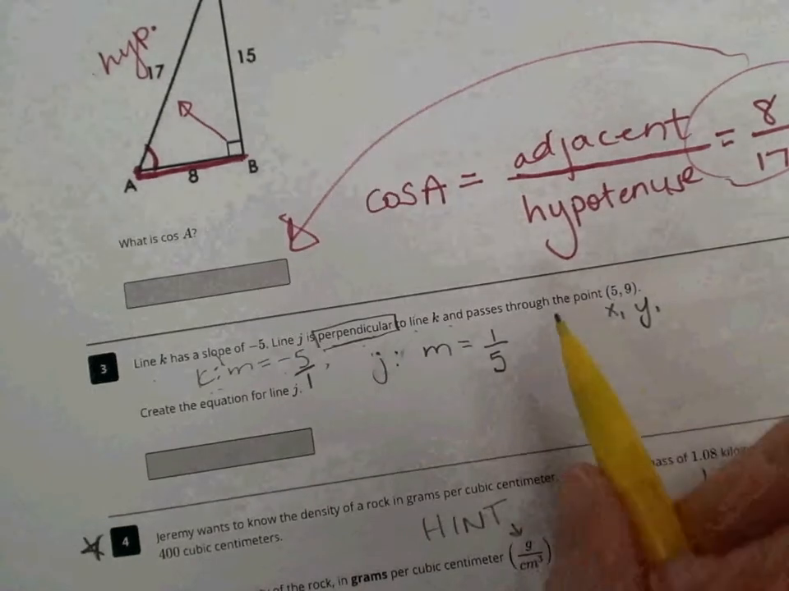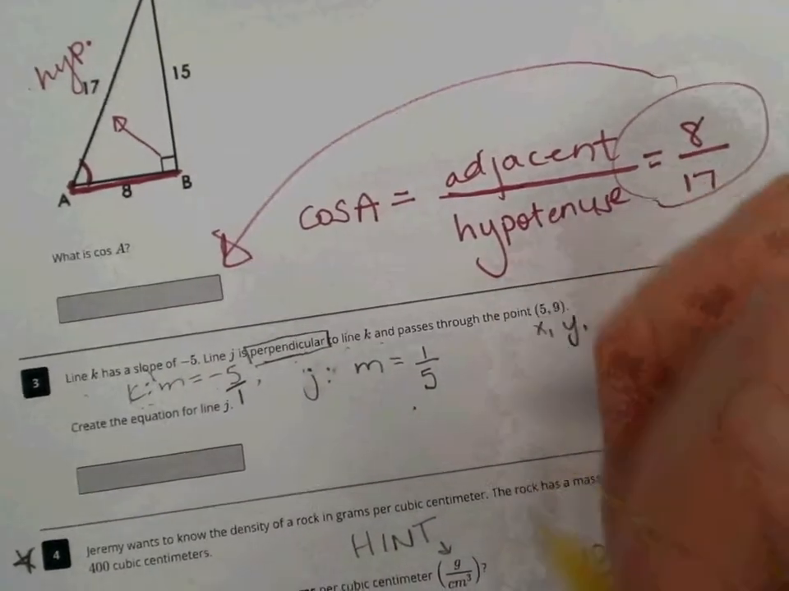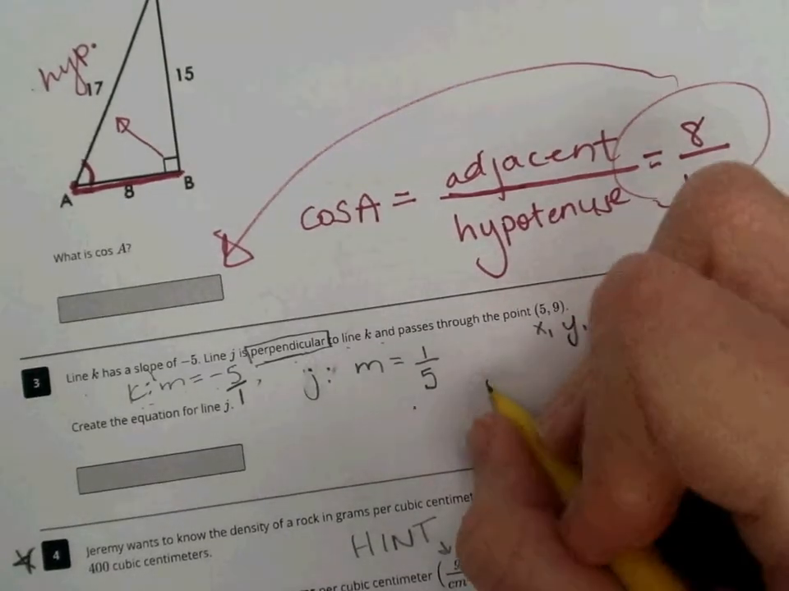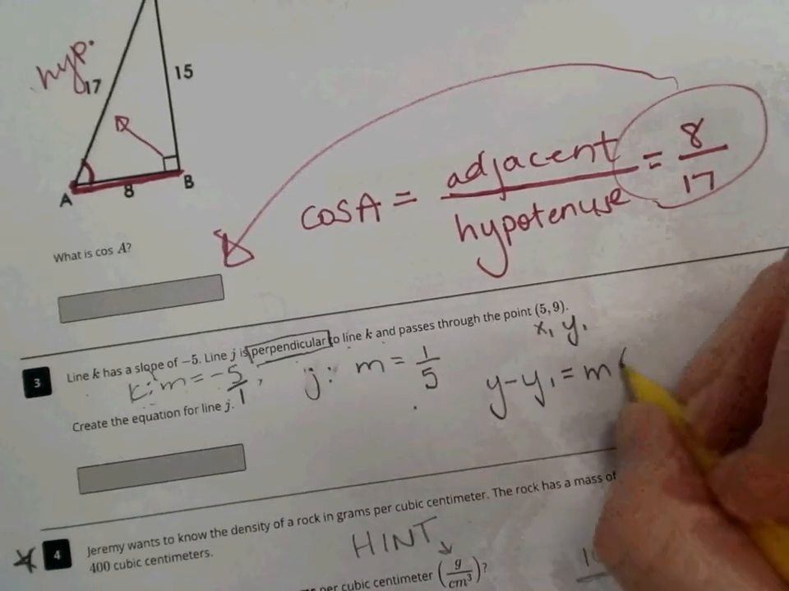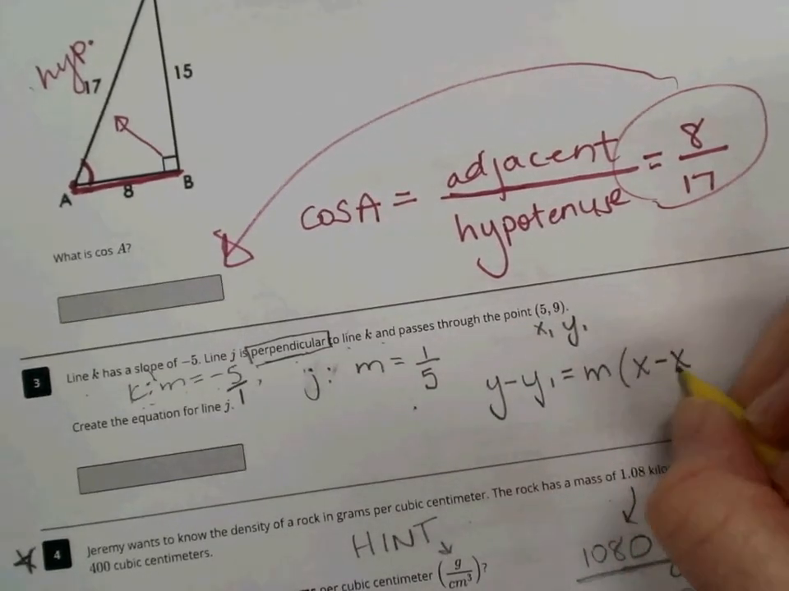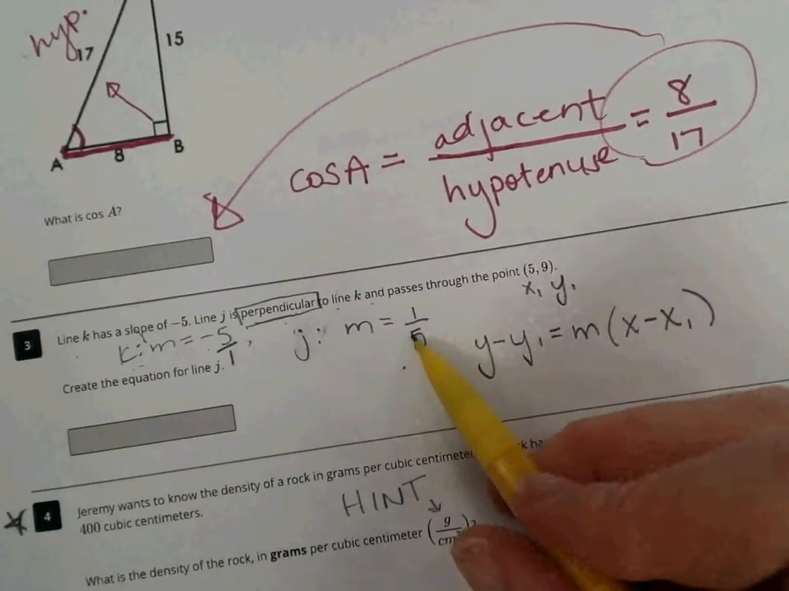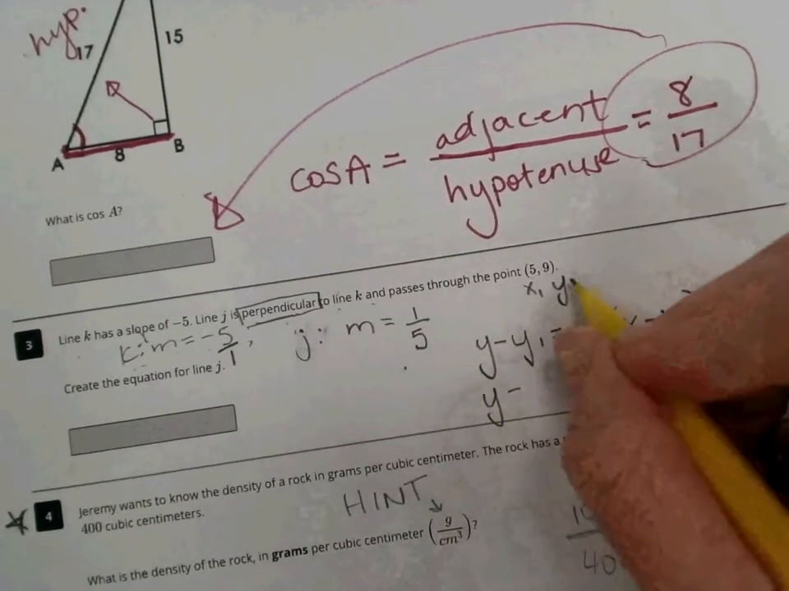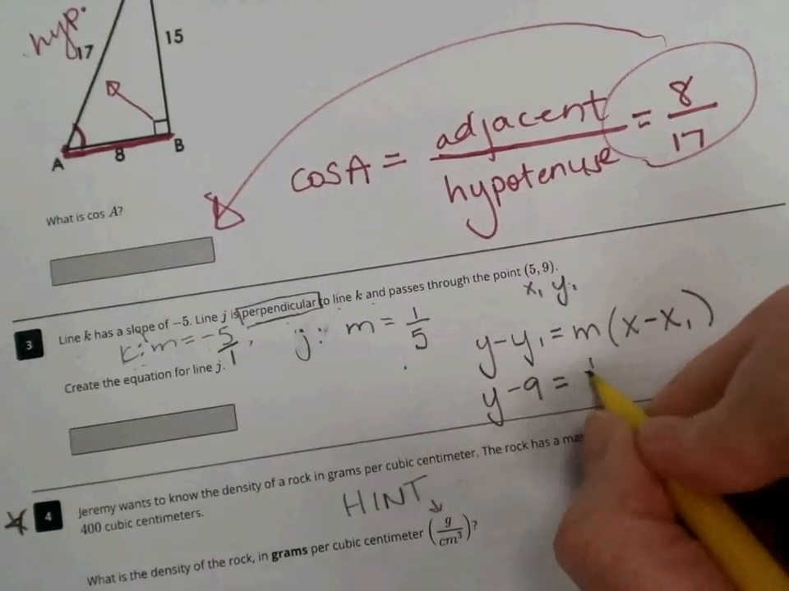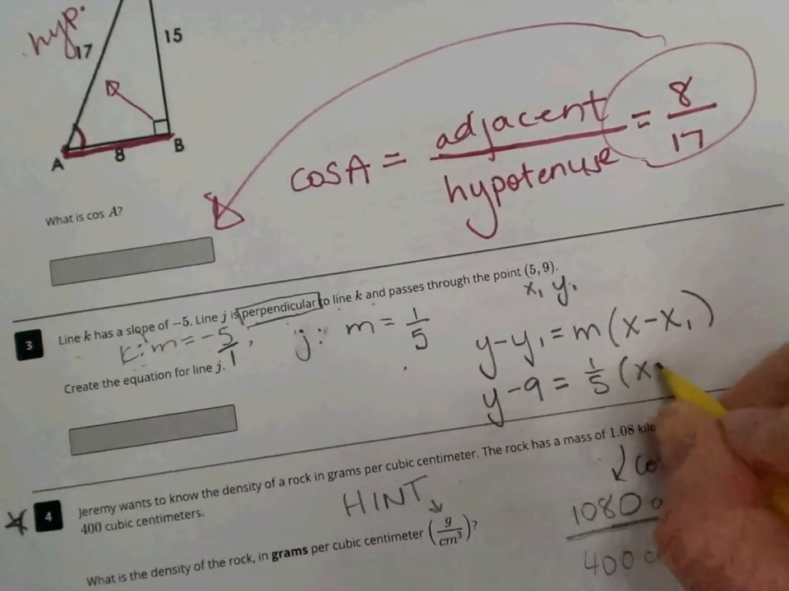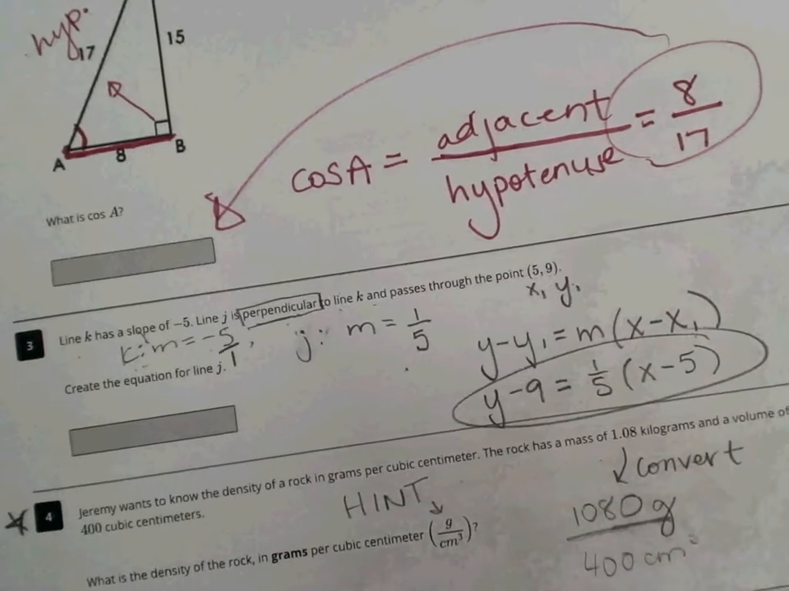Now when we're given a slope and a point, the best choice is to plug that in to our point slope form of a line. So that's y minus y1 equals m times parentheses x minus x1. So from here, we just plug in the y1, which is 9, the m, which is 1/5, and the x1, which is 5. And you can just be finished there.